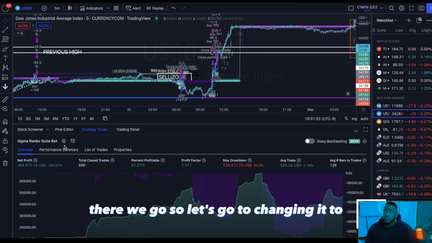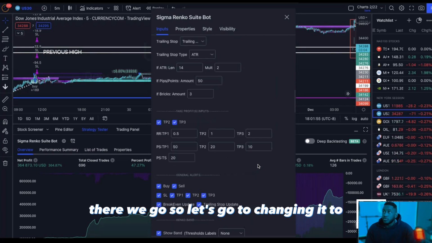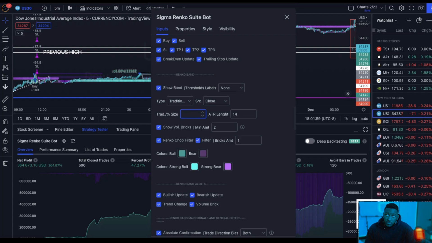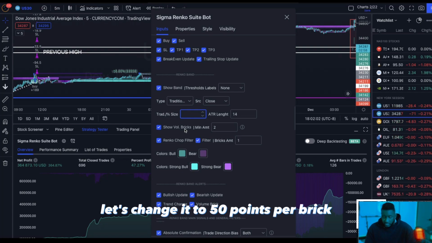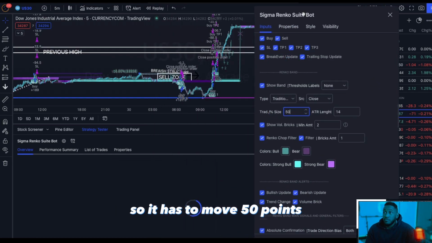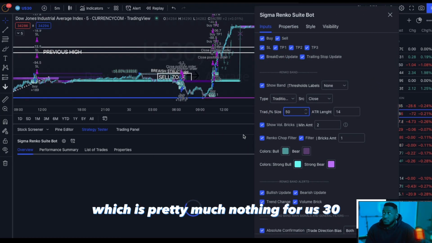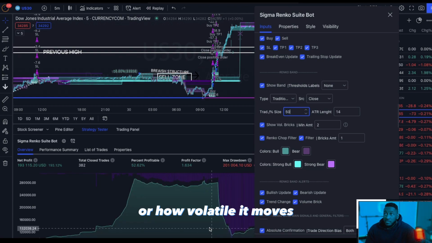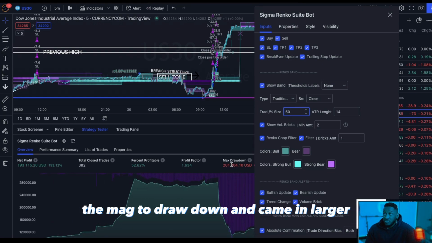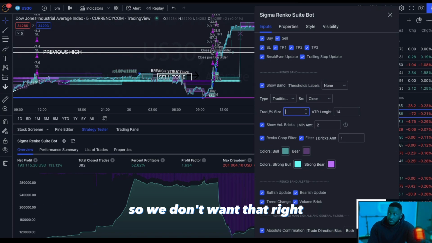Right, there we go. So let's change it to 50 points per brick. So it has to move 50 points, which is pretty much nothing for US 30 or how volatile it moves. So you can see even the equity curve got deeper, the max drawdown became even larger, so we don't want that, right? So let's change that back to like 10.